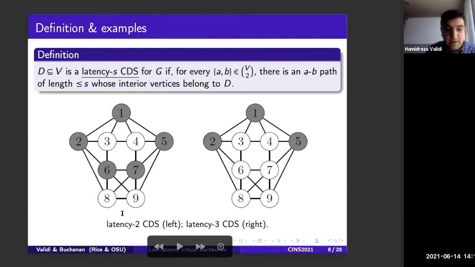For example, if you look at the left-hand side picture, you can see that you can send a message from 8 to 3 in 2 hops via node 6 or node 2. So you can send the message in just 2 hops. The right-hand side figure is a latency 3 CDS, and you can see that you can send a message from 8 to 4 in 3 hops, at most, here exactly 3 hops. You send the message to 2, then 1, and then 4. So this is the definition of the latency S CDS that we provide here.